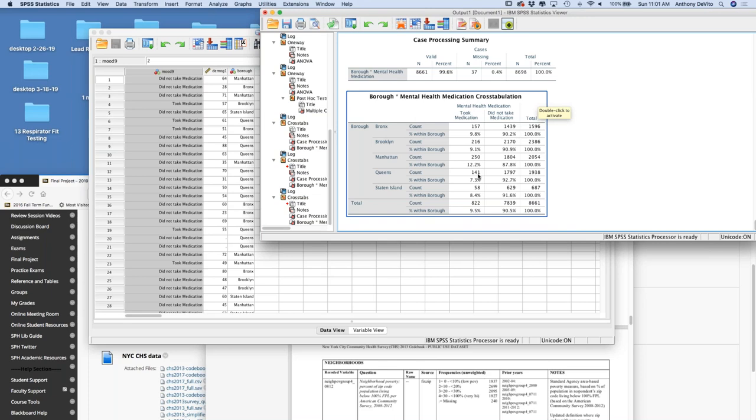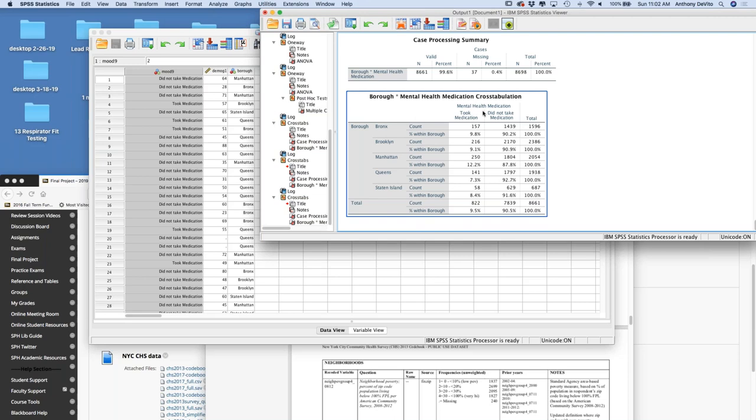Well, at this stage, we're going to do a statistical test to show that. And the statistical test that we're going to use is called chi-square. As you know, we've done that before. We're going to compare these. So my null hypothesis is there's no association between borough and whether or not you take drugs for mental health issues. And my alternative hypothesis is that there is an association. Okay, so let's give that a try.